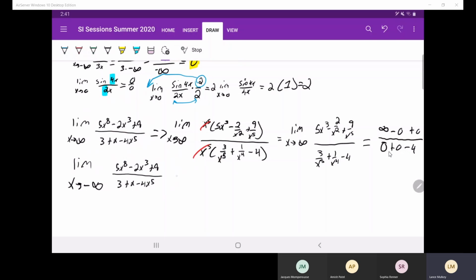So if we're going to do this problem now, you start out the same way, dividing by the highest power in the denominator. You pull out the highest power in the denominator, make them cancel out.